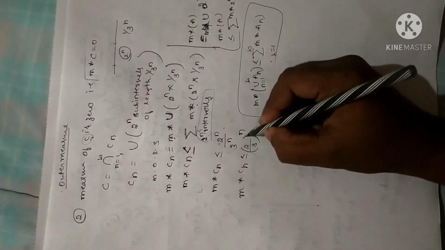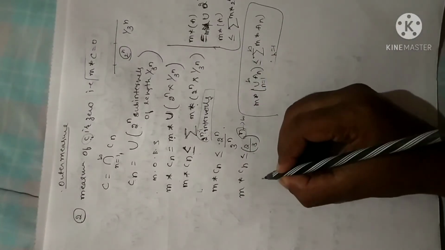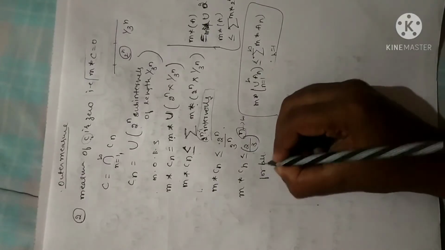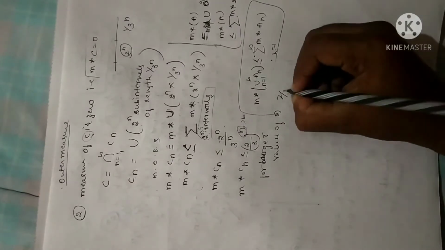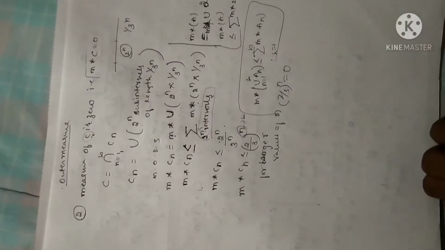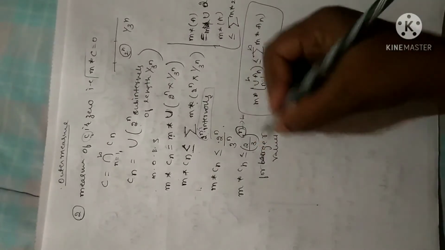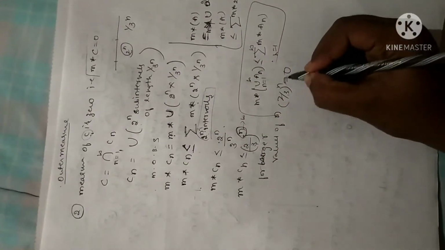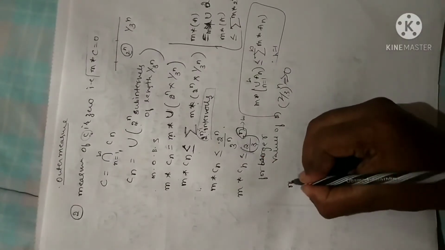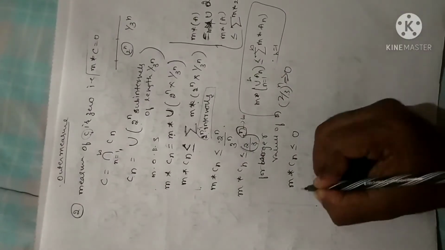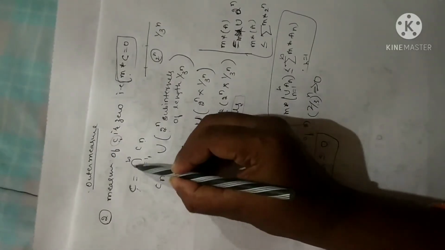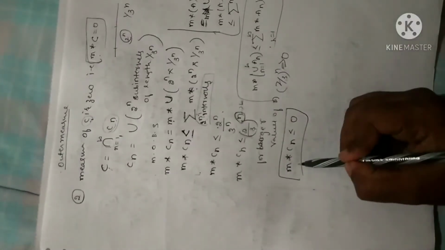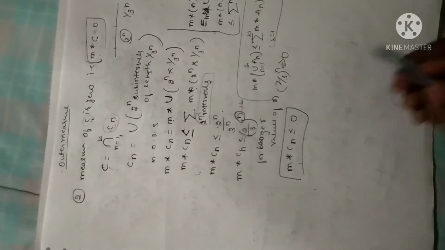And remember, as n tends to infinity, or else I can say for larger values of n, (2 by 3) power of n will be equal to 0. For larger values, when the value of n is increasing, the value of (2 by 3) power of n approaches 0. So this value will become 0. Meaning m star of Cn is less than or equal to 0. But what we have to prove is m star of C is equal to 0. Remember, C is different from Cn. C is the intersection of all the Cn's. But what we have proved is m star of Cn is less than or equal to 0.